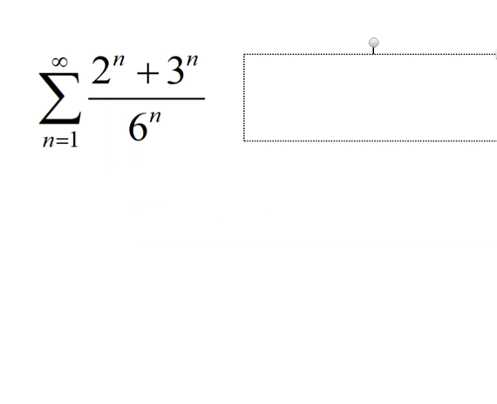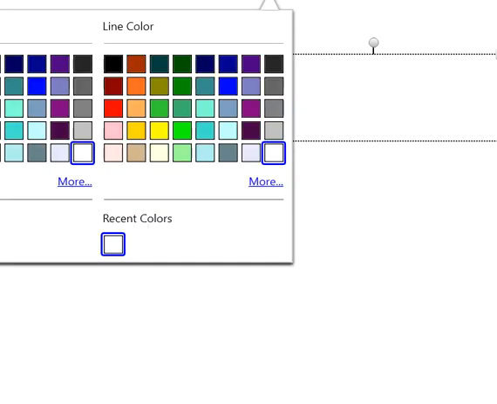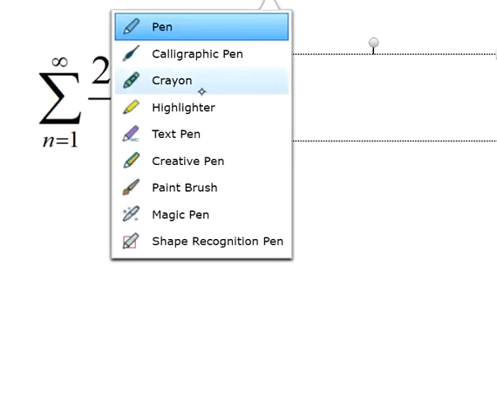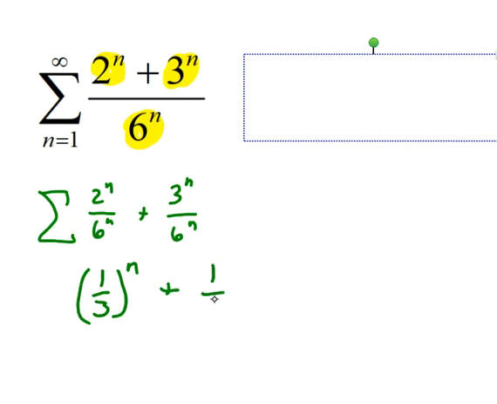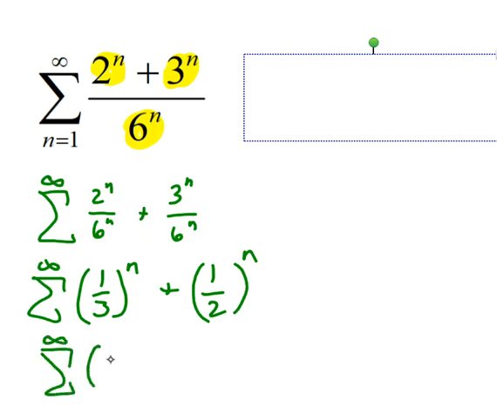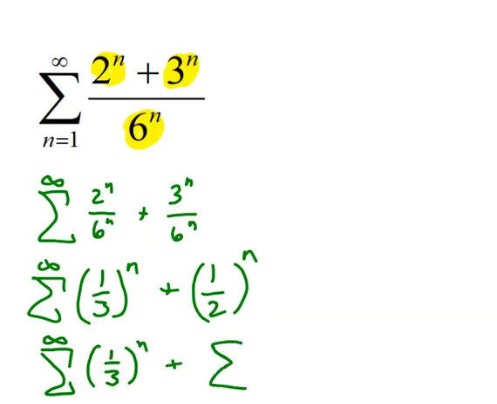Next one, I've got here things to the power of n. And you might notice that I actually have multiple things to the power of n. As I see this, I would split it into two separate sums for a moment. So you have 2 to the n over 6 to the n plus 3 to the n over 6 to the n, which gives me (1/3) to the n plus (1/2) to the n. And this is all on the sigma. By properties of sigmas, I can write this as the sigma of (1/3) to the n plus the sigma of (1/2) to the n.